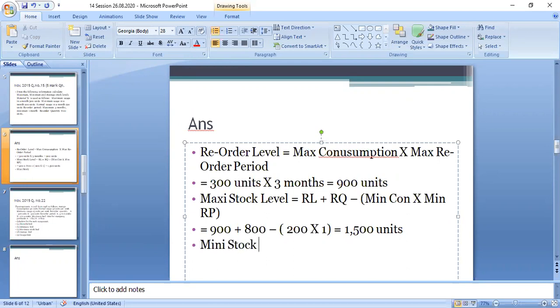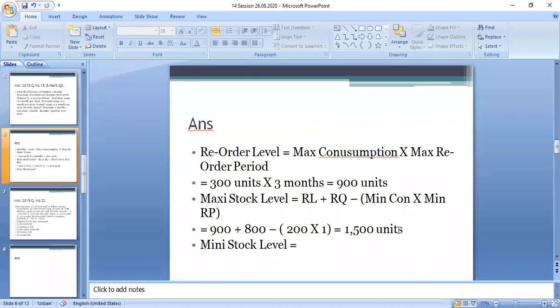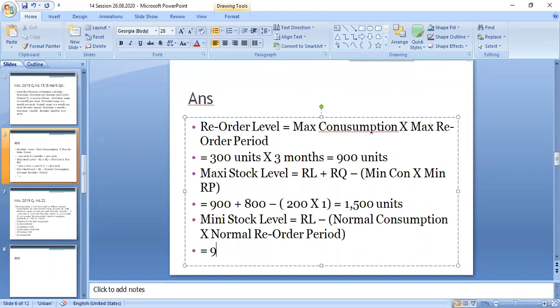So minimum stock level you have to calculate. How to calculate minimum stock level? Minimum stock level is reorder level, again the above answer, minus normal consumption into normal reorder period. Reorder level you can take from the above, so 900 units, it is already calculated. Then you have to minus normal consumption.